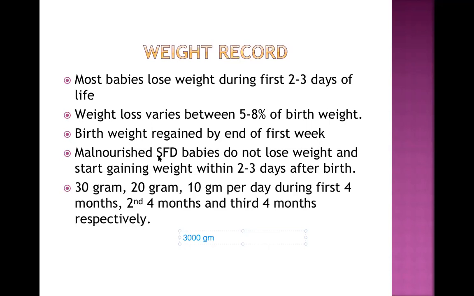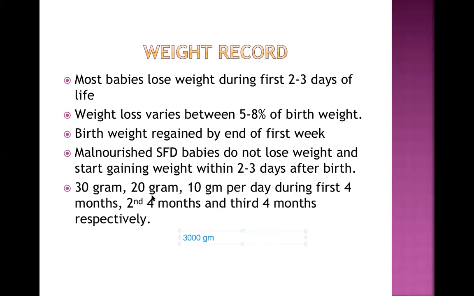A malnourished baby is a small-for-date baby. This is another term for an IUGR baby. They do not lose weight immediately, but they start gaining weight within 2 to 3 days after birth. This is just like marasmus. We can compare these babies with a marasmic baby. They are very hungry, so they can immediately start gaining weight. They don't lose weight. This is the important point.